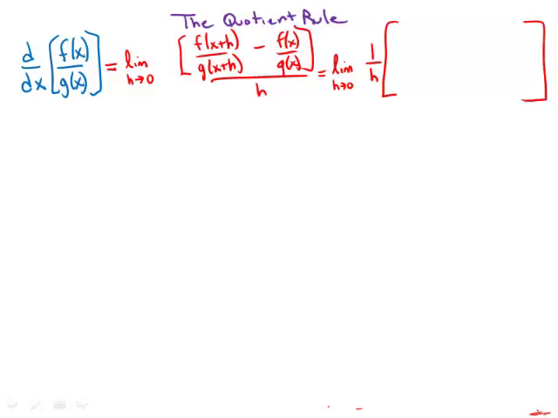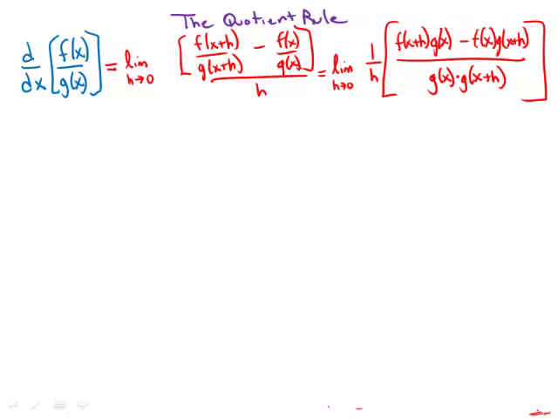So the first fraction is going to get multiplied by g of x over g of x. So I'll get an f of x plus h times the g of x. The last fraction is going to get multiplied by g of x plus h. So I'm going to have an f of x, g of x plus h. And in the denominator, I have the common denominator now of g of x times g of x plus h.